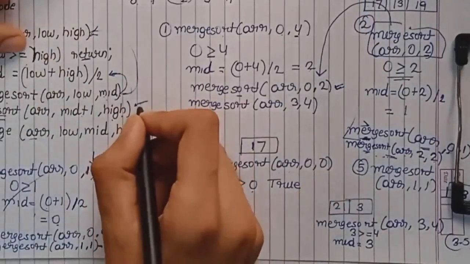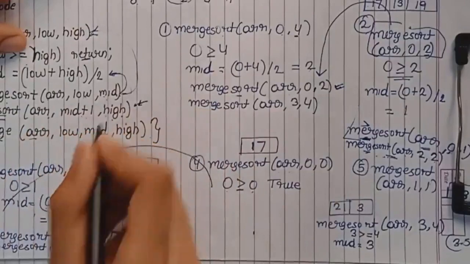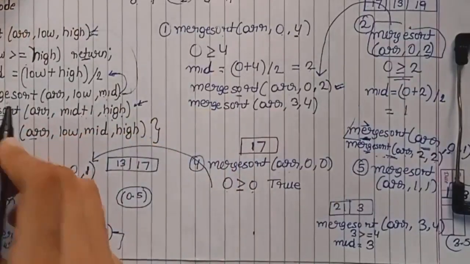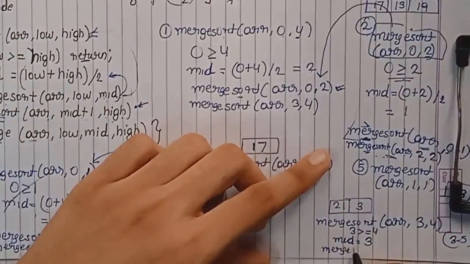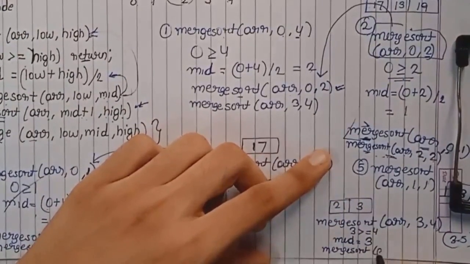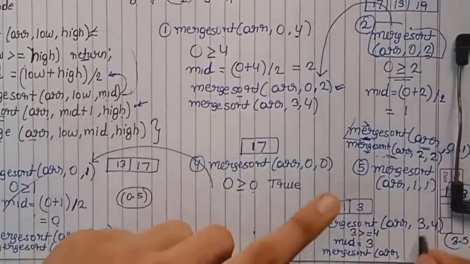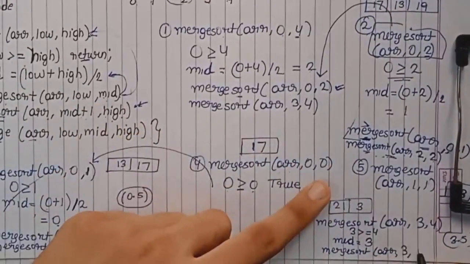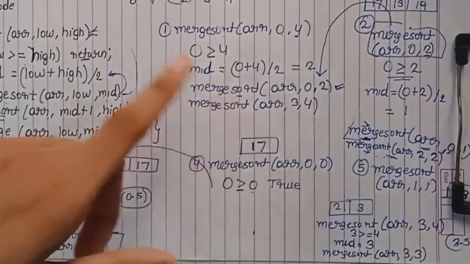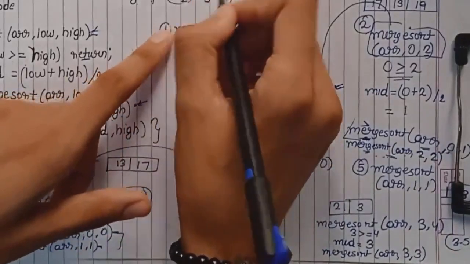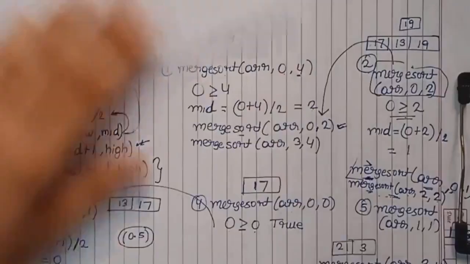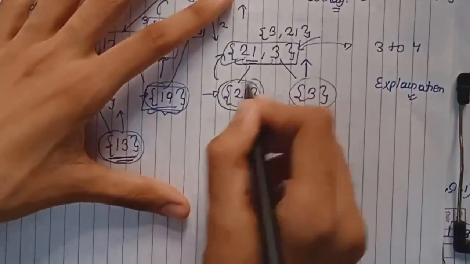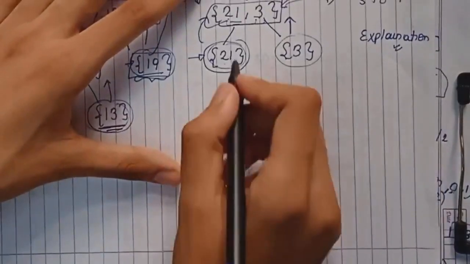Again now the call is merge sort array mid plus 1 to high. Sorry, it's merge sort array low and mid. The call is merge sort, the array that I have, the low is 3 here and mid is again 3. So you can notice that the array that I am getting here is at the index 3, which is 21. So it's 21. With that call I have reached here.